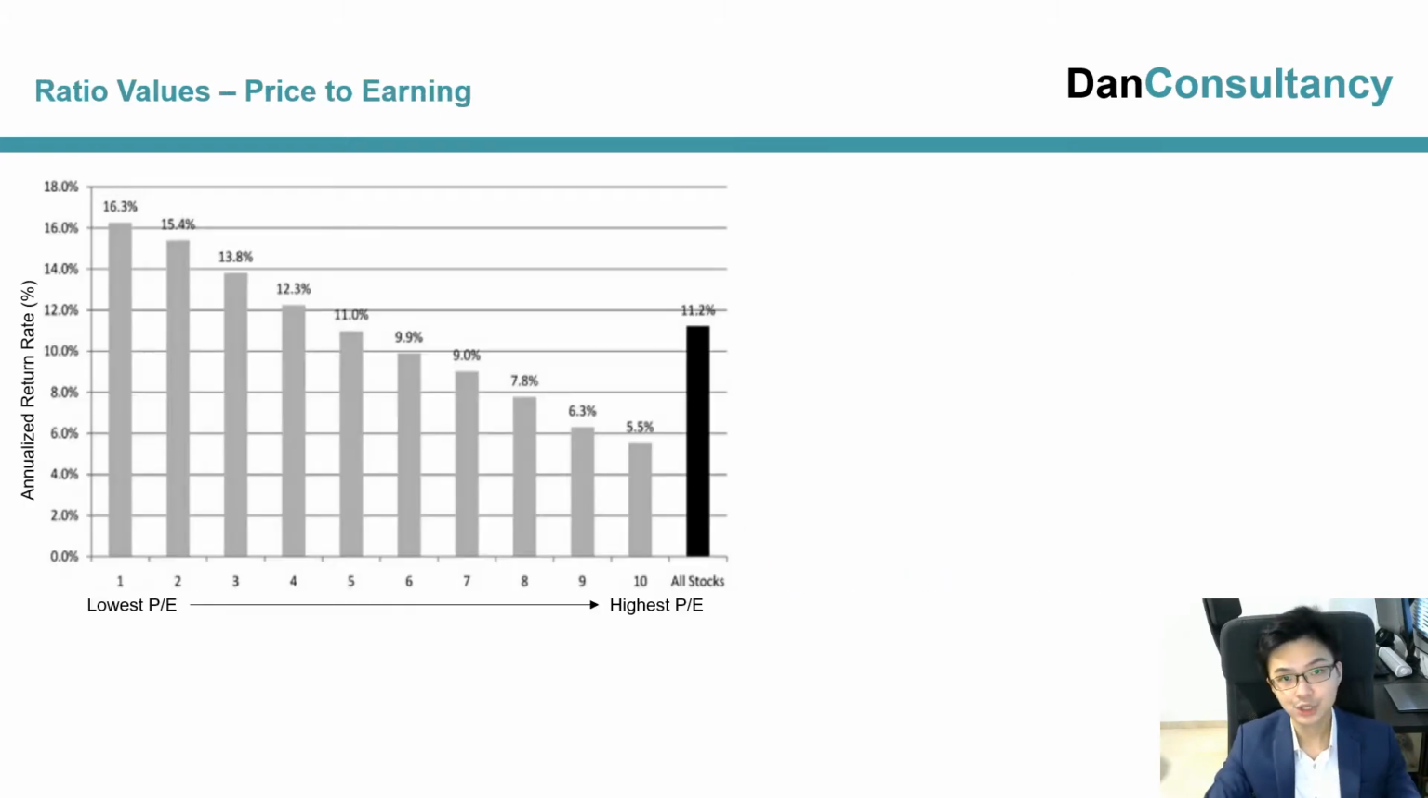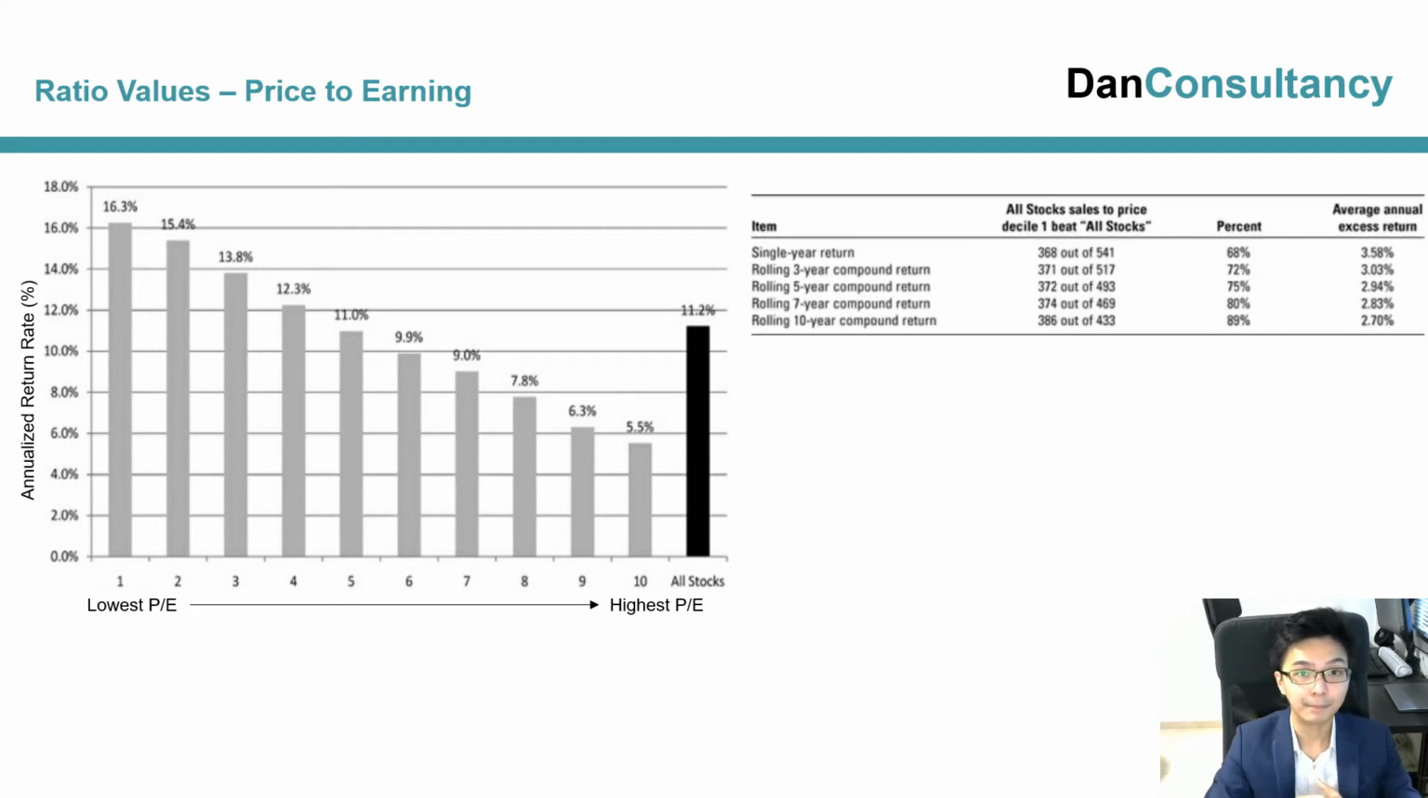Now, with the definitions out of the way, let us examine some of the key findings of the book. With regards to price to earning ratios, if we were to sort out all the stocks in the universe and group them in ascending order, with each group accounting for 10% of the entire stock universe, what you will realize is that the annualized return rate of the group decreases as the price to earning ratio increases, right? The return rate that you get decreases as the decile or the group number increases, right?